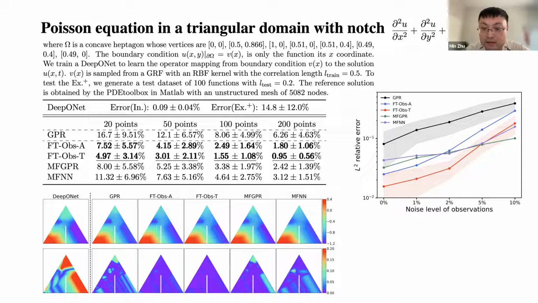As the noise gradually increases to 10%, the multi-fidelity with GPR method outperforms all other methods. This figure shows that multi-fidelity methods are relatively insensitive to the noise compared to the fine-tune with observation.